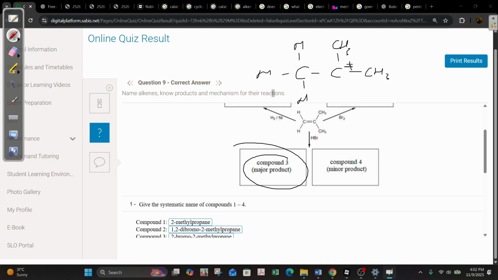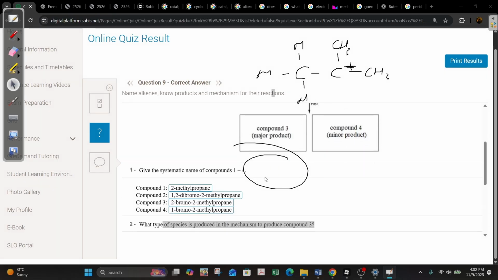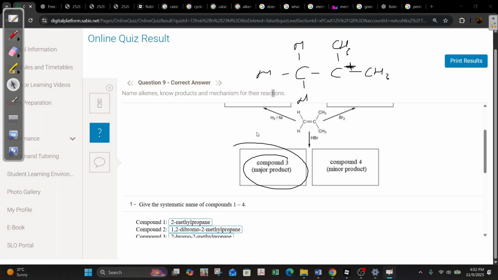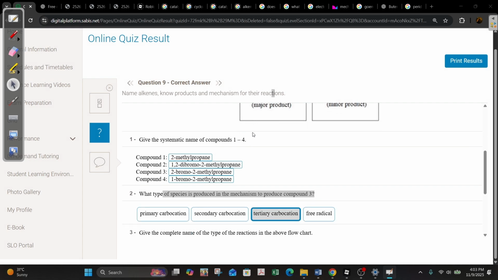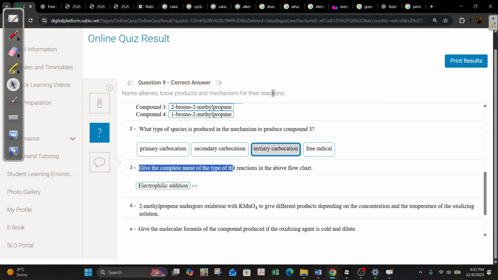We have a positive. I guess they're talking about compound 3, to produce compound 3. In compound 3, there'll be a positive carbocation. They're asking what type. For type, you just look at the number of R groups. So we have an R group here, another R group here, and another R group here. What does this give us? This gives us a tertiary carbocation, which is very stable.